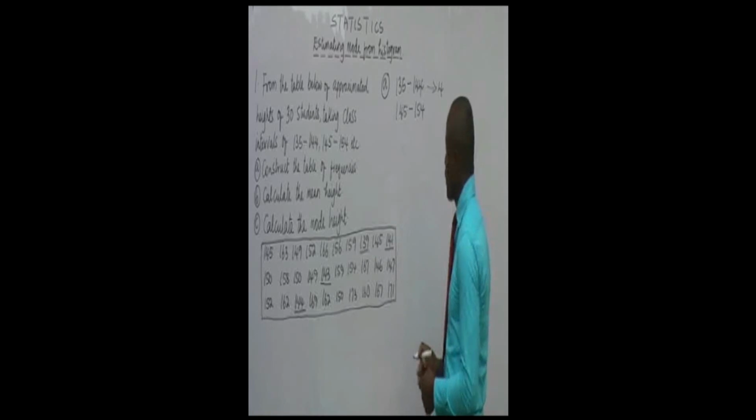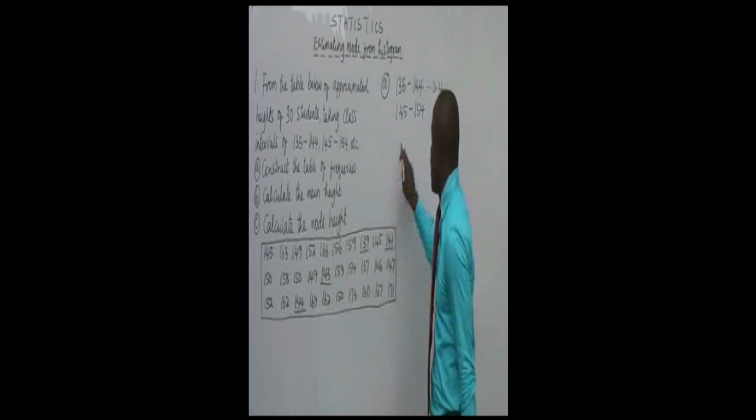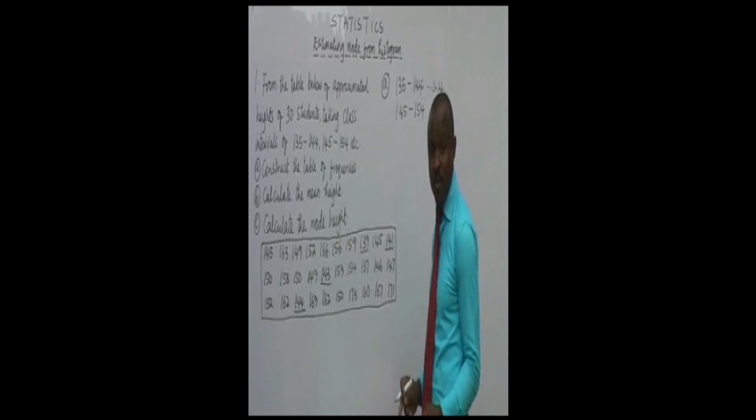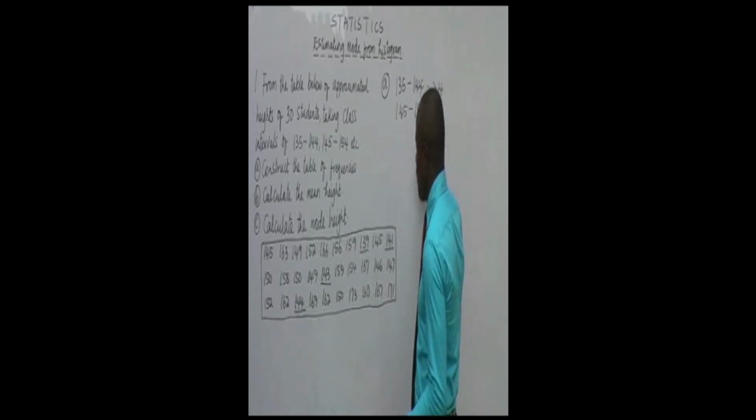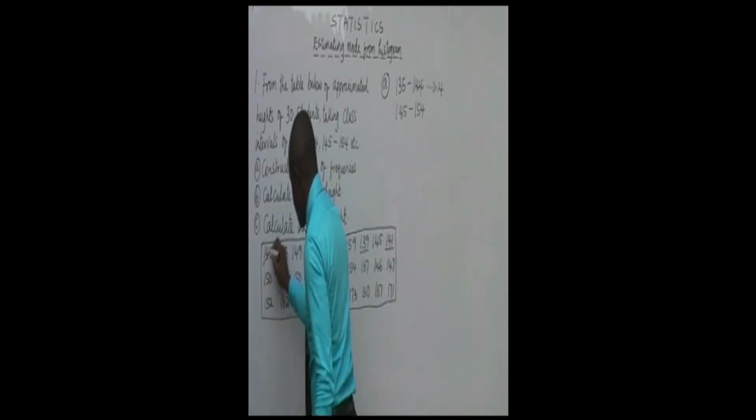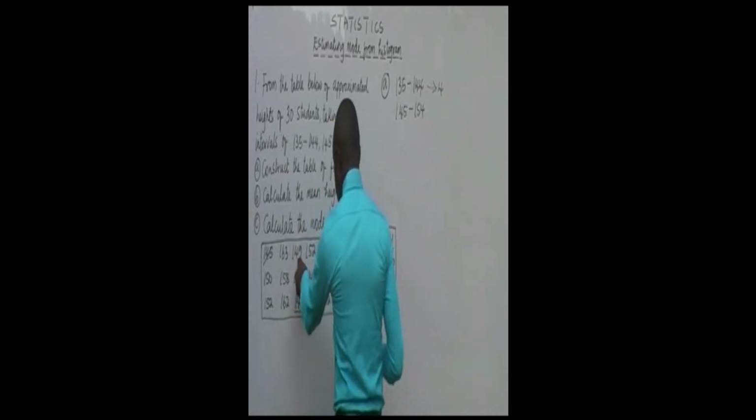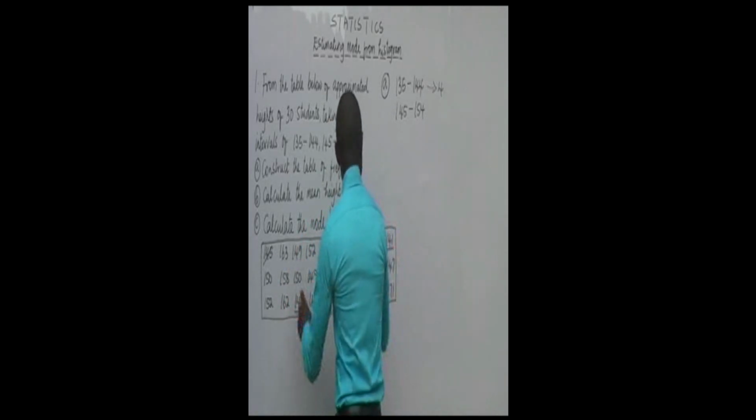So let's go. We have 145, 154. You can call it 45, 54. You know that it's 145, 154. So let's go by 45, 54. This is among them. You can cross it. 45, 54. This is another one.